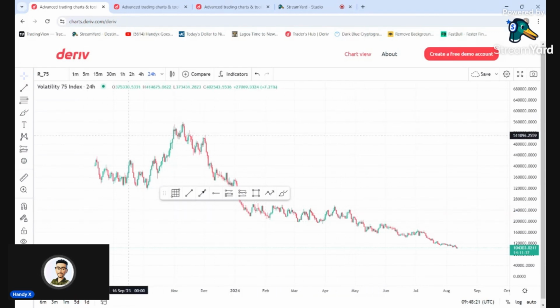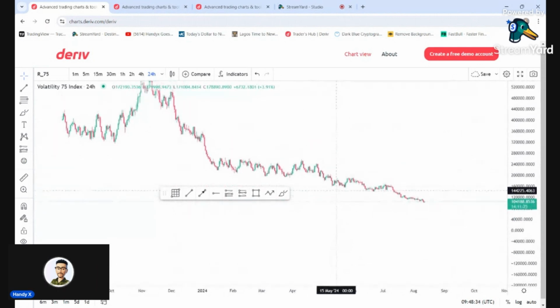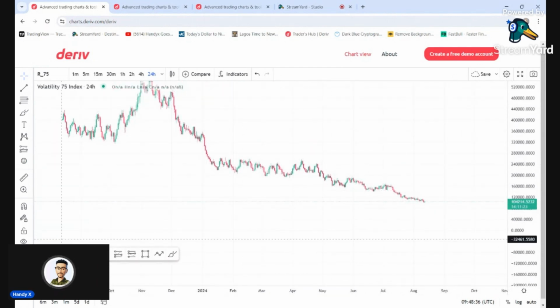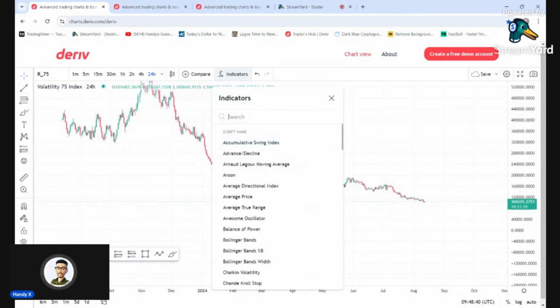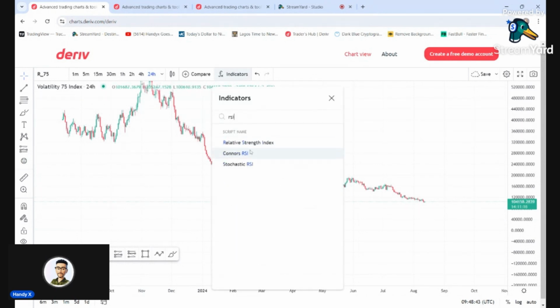We're in TradingView, and we're on volatility 75 index right now on the 24 hours time frame. The next thing I would like to do here is to look out for opportunities. Don't forget we need our indicator for this kind of strategy. Our indicator is the RSI. So you bring in the RSI.